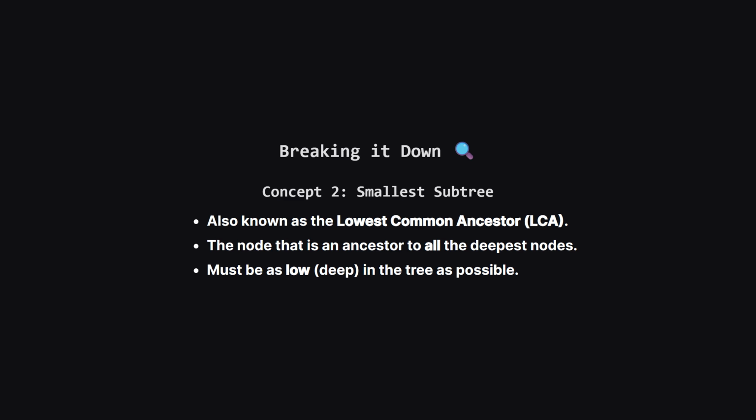Second, smallest subtree. Once we know who the deepest nodes are, we need to find their common ancestor. But not just any ancestor. The root is an ancestor of everyone, right? We want the lowest one, the one closest to the bottom that still connects all those deepest nodes. In computer science terms, we are looking for the lowest common ancestor, or LCA, of the set of deepest nodes.